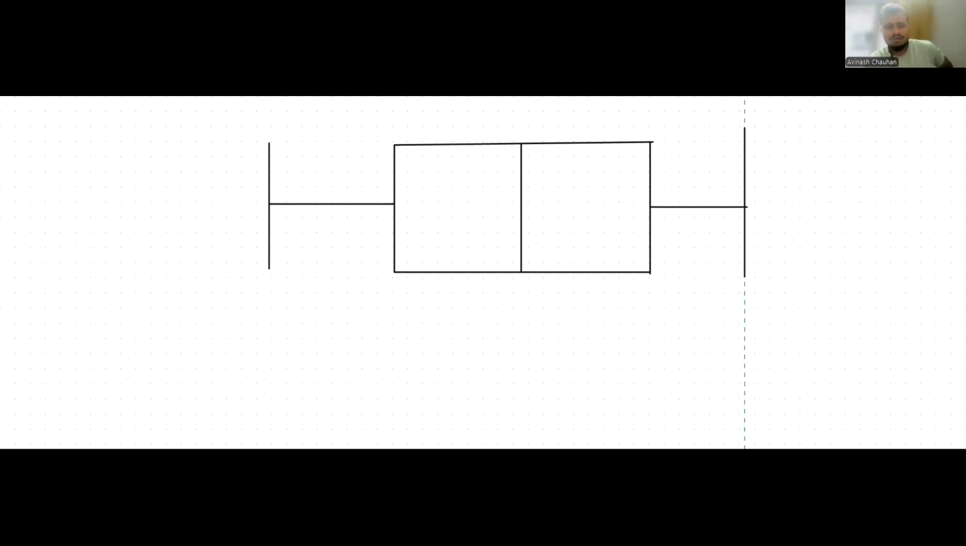And now I want you guys to just tell me what is this? Yes, this is minimum. What is this? This is Q1. What is this? Yes, this is Q2. What is this? Yes, this is Q3. This is Q3 and this is maximum.